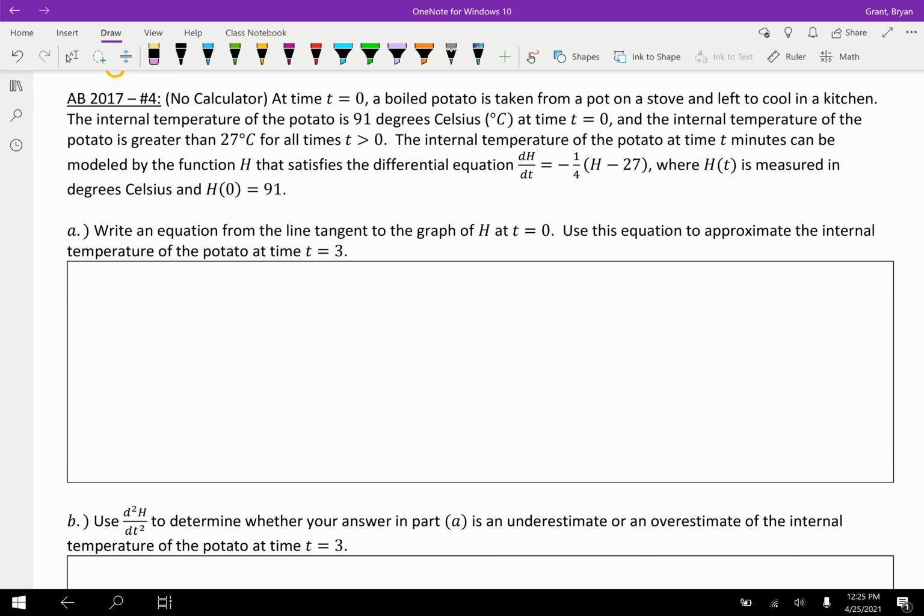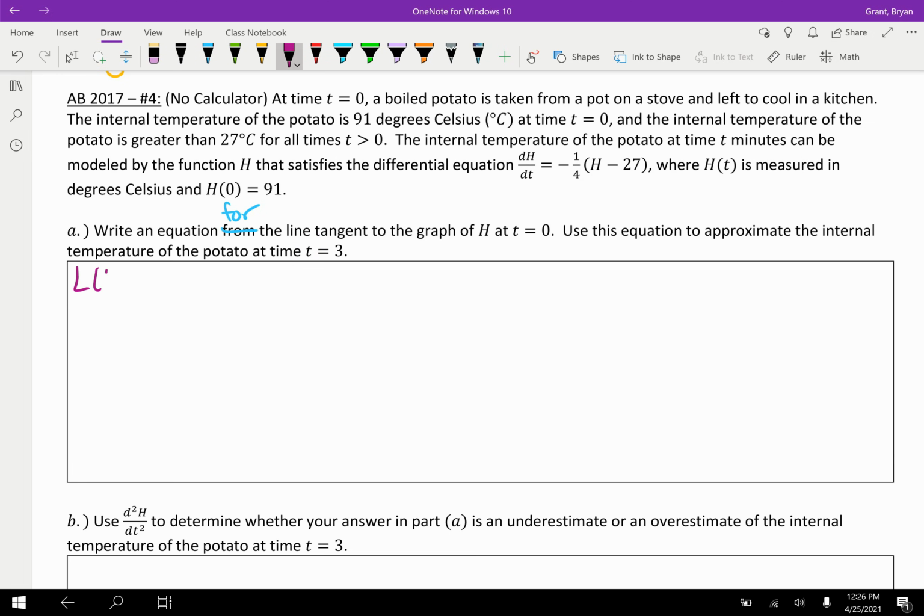Part A. Write an equation, it says "from," it should say "for," the line tangent to the graph of H at t = 0. Use this equation to approximate the internal temperature at t = 3. Okay, tangent line, we've done that before. We're not going to use t to name our tangent line, though, because they're using t as our variable. If I can't use t, my fallback is usually to use the letter L, where L is like a linear approximation. It's a line.